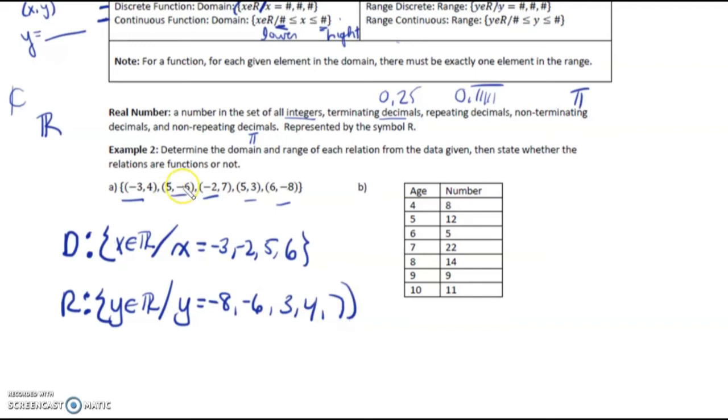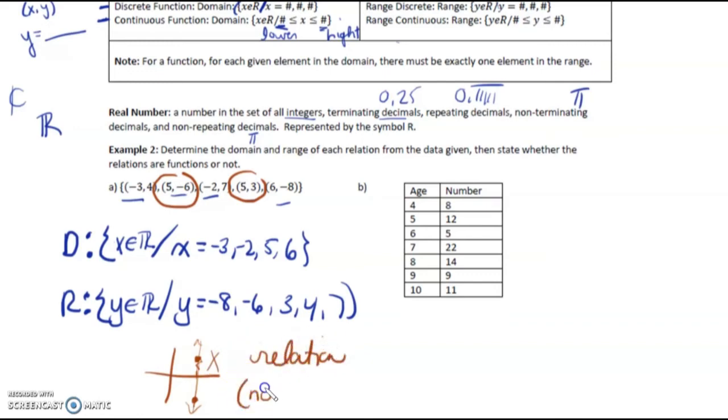Now, let's determine whether or not this is a function. So I see that there's a repeating x here. This means that if we graph this, we'd have 5 and -6 somewhere here, and 5 and 3 somewhere here. If we put a vertical line through this, it would not pass the vertical line test. So this is a relation, not a function.